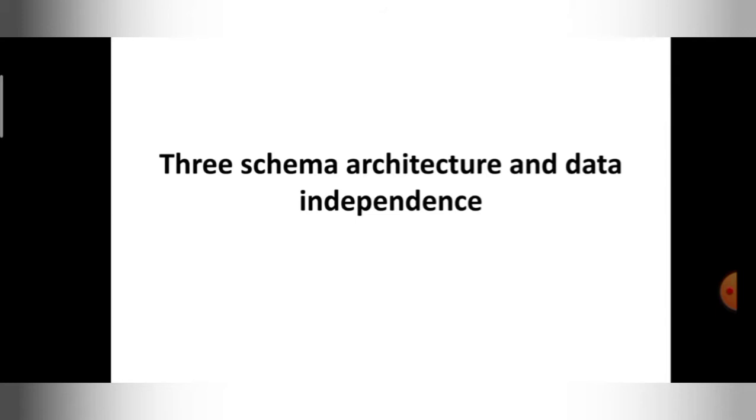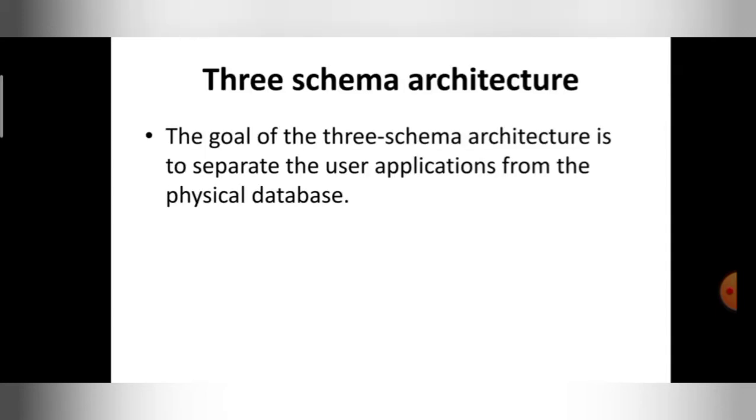So let me begin the explanation of three schema architecture along with data independence. The goal of the three schema architecture is to separate the user application from the physical database. In simple words, when I start using the application, I am not going to see any storage details. As a user, I am going to see only the interface of the application, not the storage details.